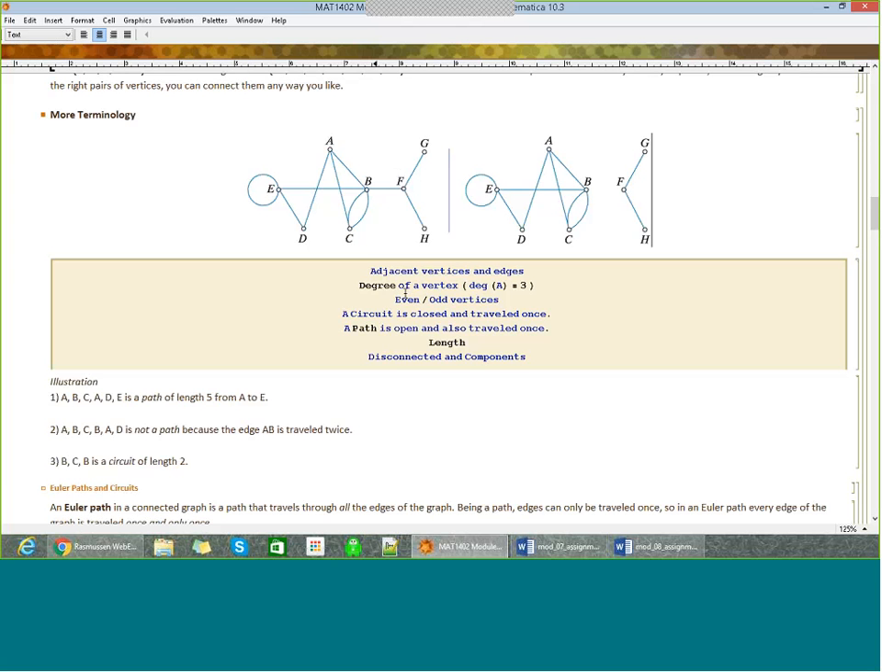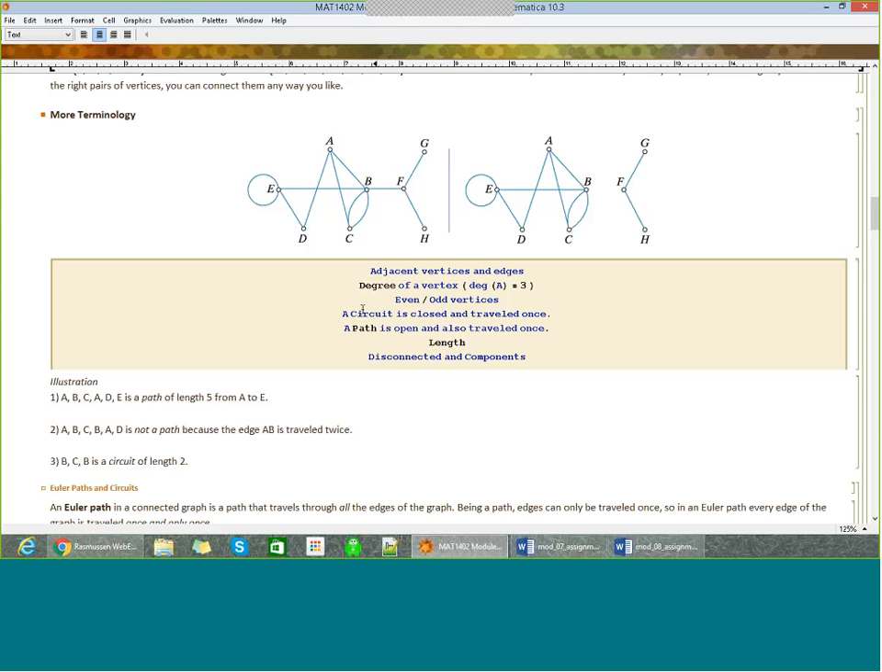There are things called the even vertex and odd vertex. It's even when the degree is an even number. So like D will be even vertex. A will be an odd vertex because that's the degree of 3.